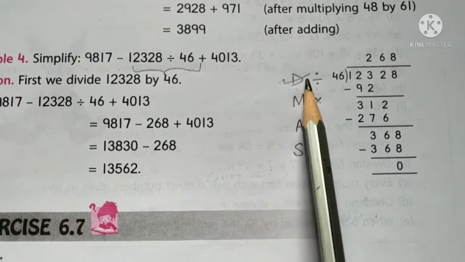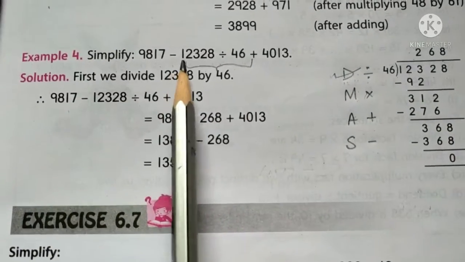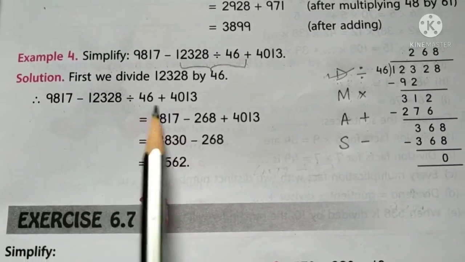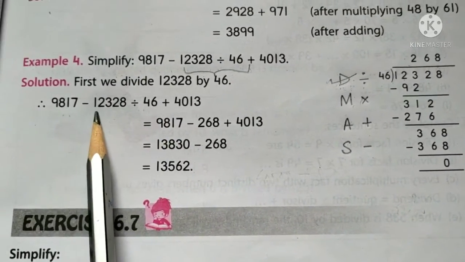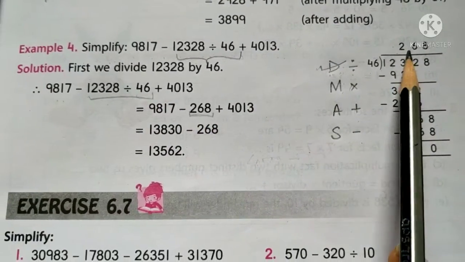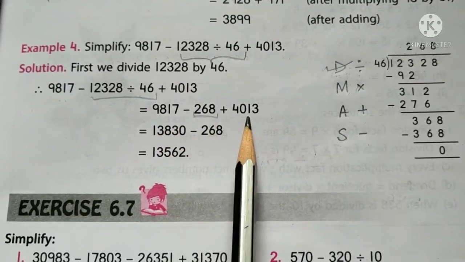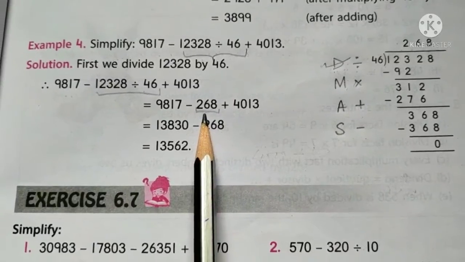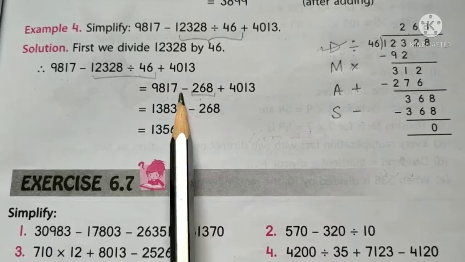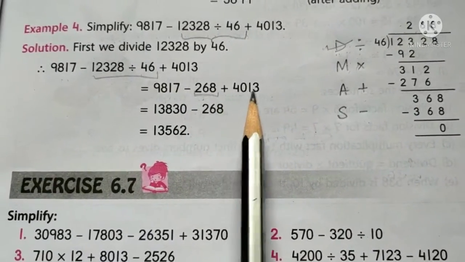I have put a tick on D because we have performed the first operation. So here we will replace this part by the quotient obtained. We write the other numbers in the same order except for the quotient. So now it becomes 9817 minus the quotient 268 plus 4013.